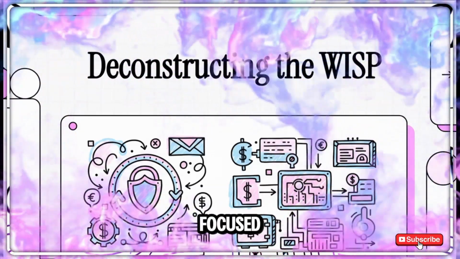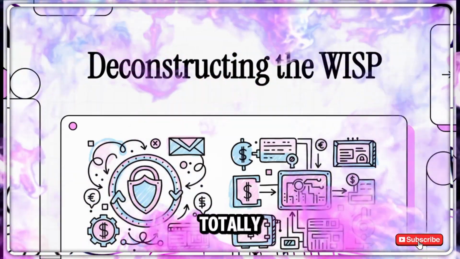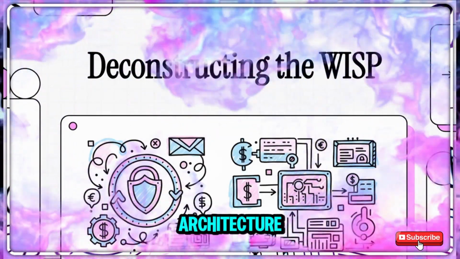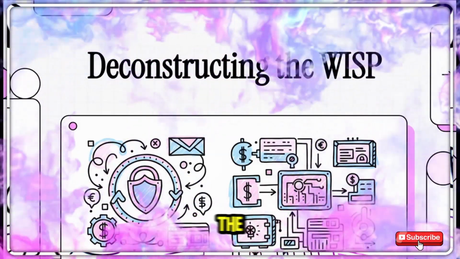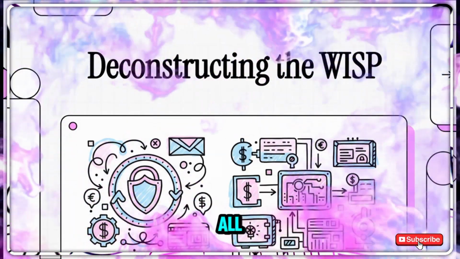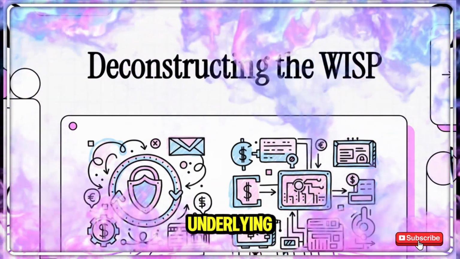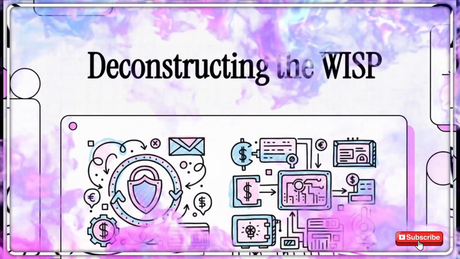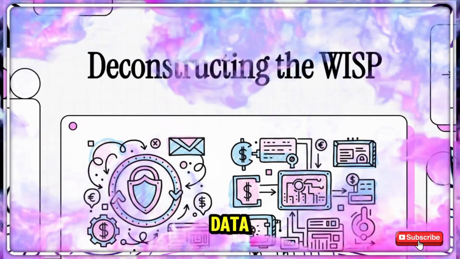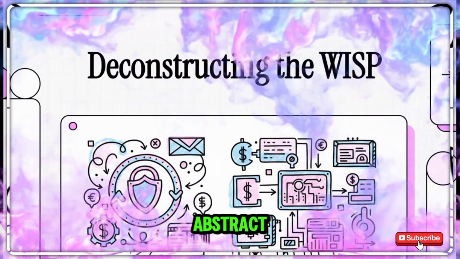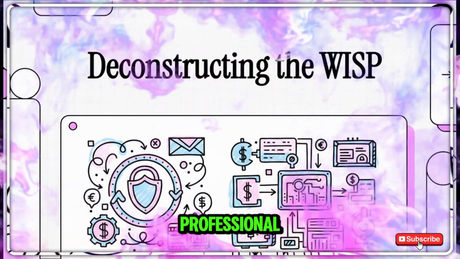Welcome to this highly focused explainer. Today, we're acting as an analytical engine to totally deconstruct the structural architecture of the Written Information Security Plan, or as we all know it, the WISP. We're going to strip away all that dry regulatory filler and look strictly at the clinical, underlying mechanisms of data protection. Because look, if you handle sensitive financial or client data, this analysis isn't just some abstract theory. It's literally the foundational architecture of your professional survival.